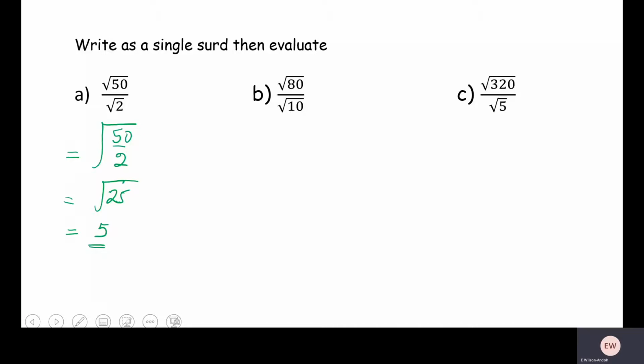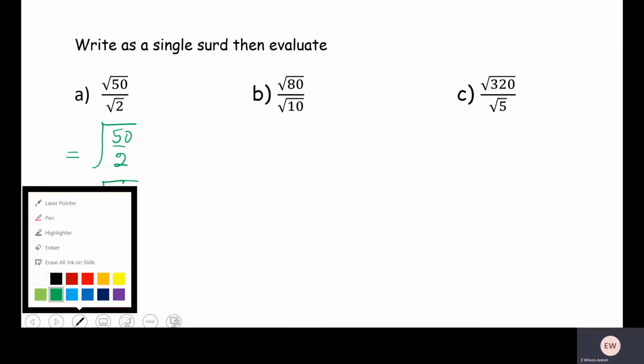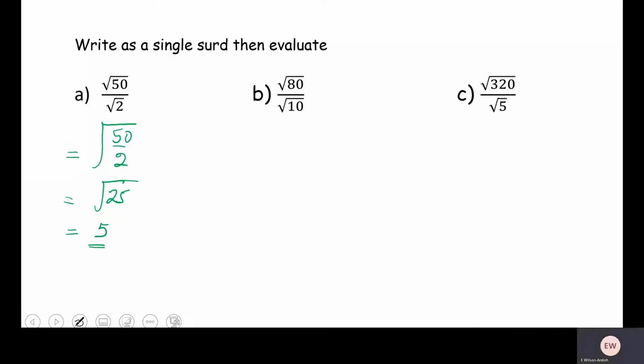We can also choose to simplify the numerator and then do some cancellation here. Let's see how we can do that. So to simplify the numerator, we think of a square number that is a factor of 50, and that square number is 25. So we write root 50 over root 2.